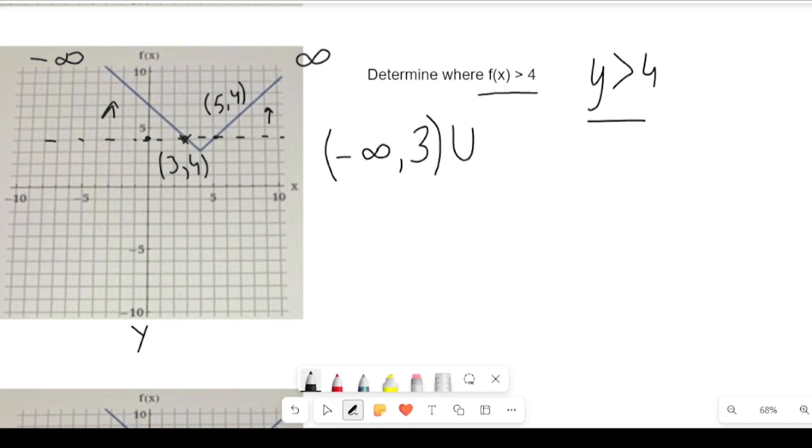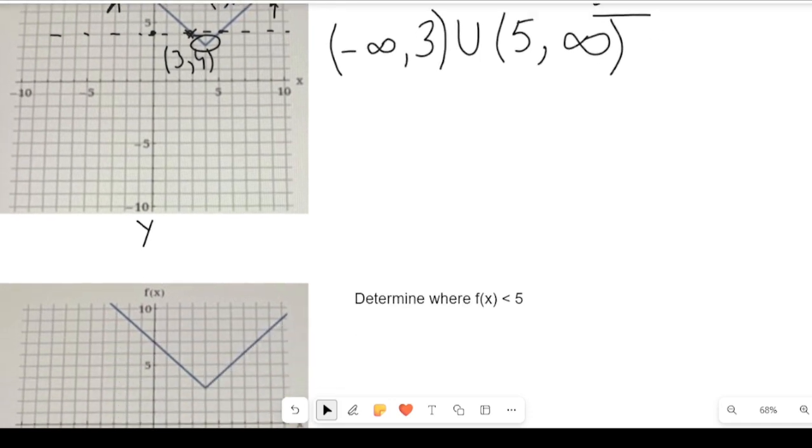Union. And then the other set of our domain is, so we're just going to exclude this part, and then we're going to start with 5. Same thing, 5 is not included. So we're going to start with the round bracket, comma. It goes on forever to positive infinity. So that's our domain for f of x greater than 4.